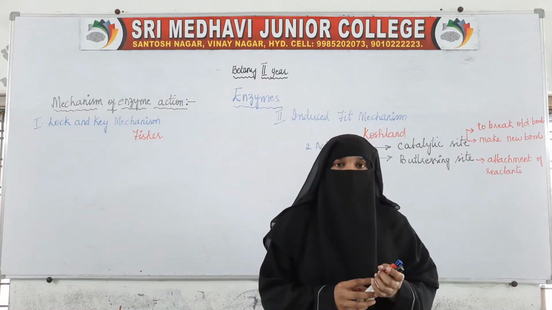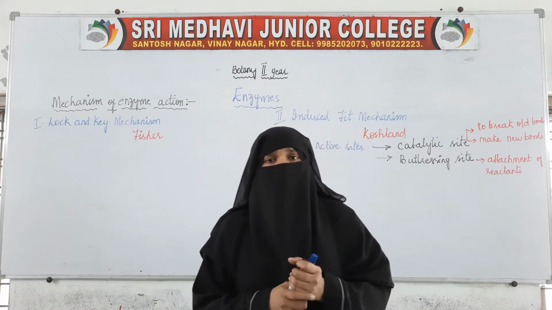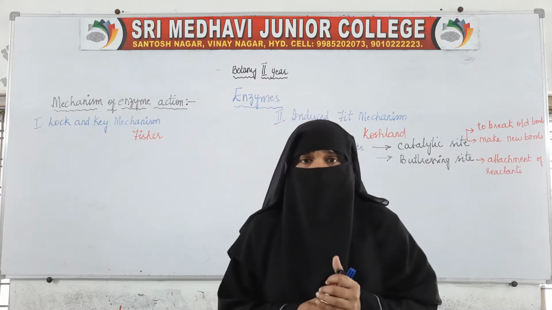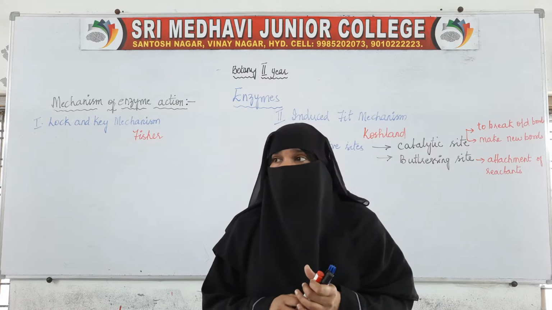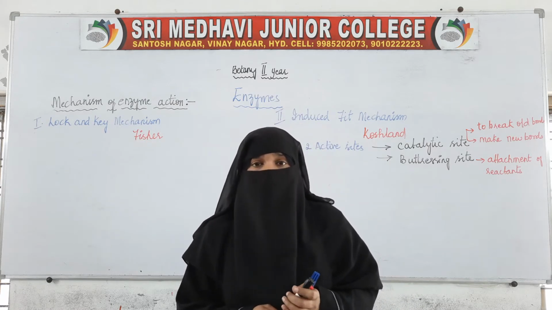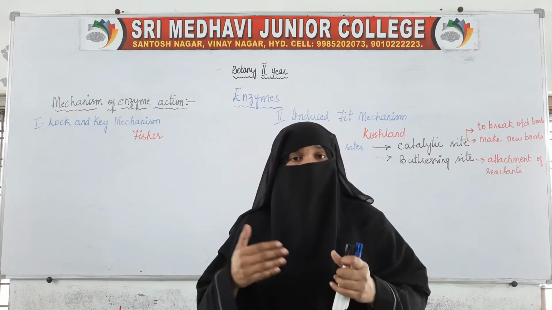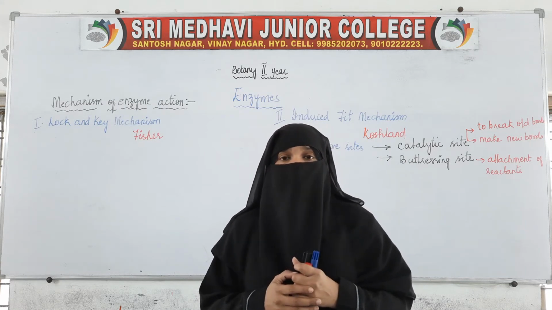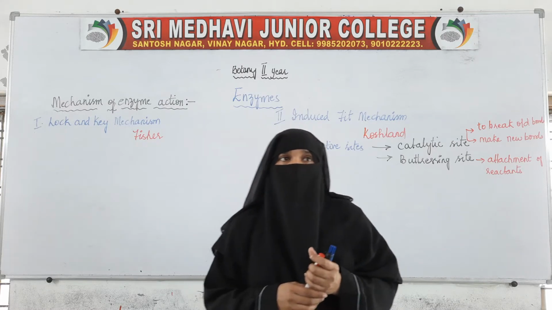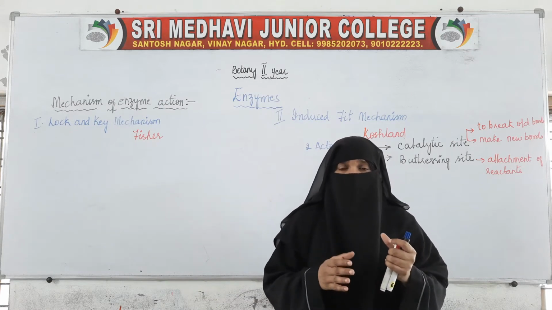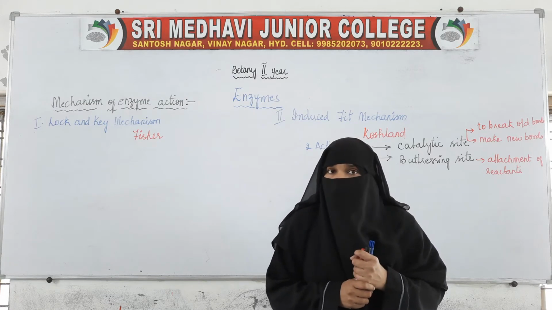So how do enzymes help in the enhancement of rate of reaction? By lowering the activation energy. So what will enzyme do? It will lower the activation energy. When it lowers the activation energy, the rate of reaction is increased and the productivity will also be increased. So this is how enzyme helps in the enhancement of rate of reaction.